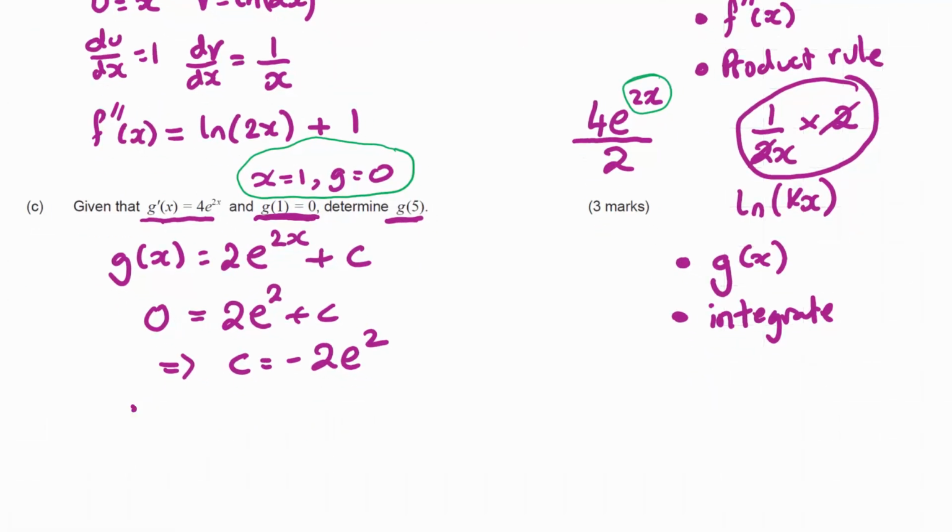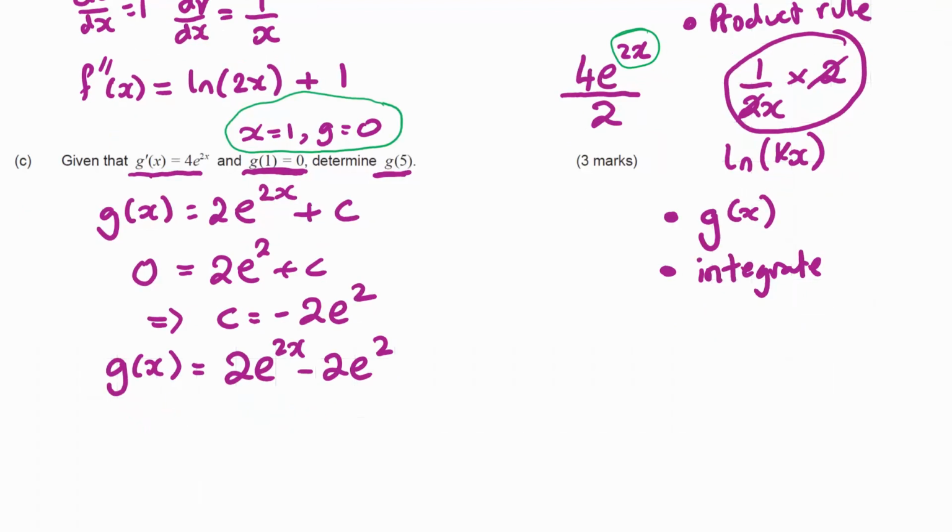So g of x is 2e to the 2x minus 2e squared. We wanted to calculate g of 5. So that's going to be 2e to the 2 times 5, which is 10, take away 2e squared.